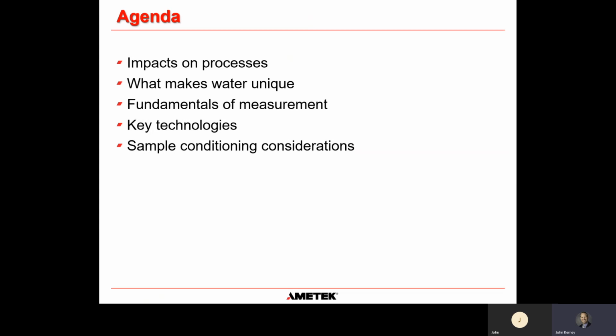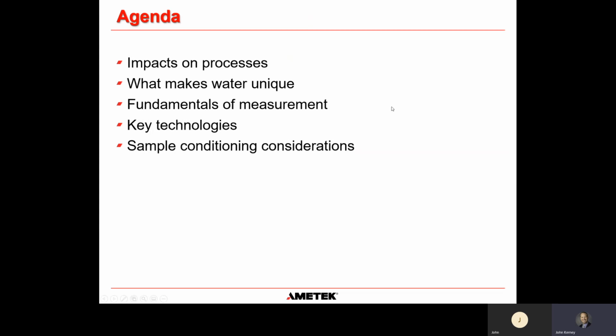And then finally, at the back of the presentation, we'll briefly cover some of the considerations around sample conditioning. This topic in and of itself is an entire webinar series as well, but I'd like to point out a few recommended best practices when it comes to sample conditioning as it relates to moisture measurement. So we'll try to touch on that at the end of the session.